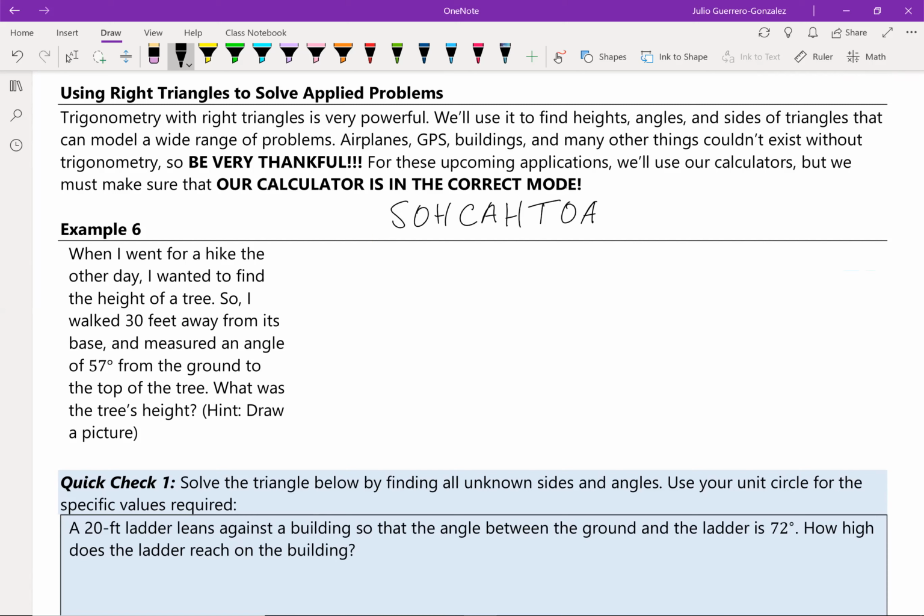So I went for a hike the other day and I wanted to find the height of a tree. Why would I do that? I don't know. Then again, I'm tracking coronavirus numbers for the county, so yeah, I can see why I could do that.